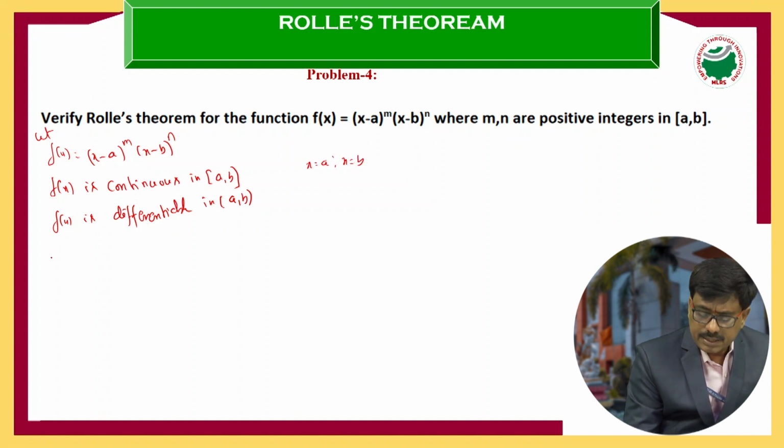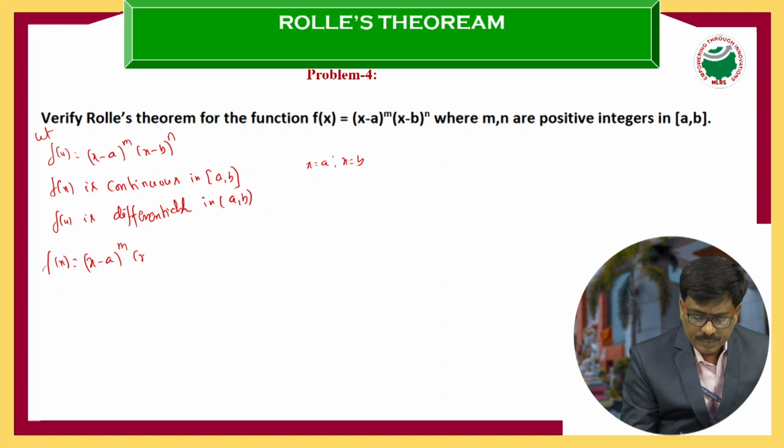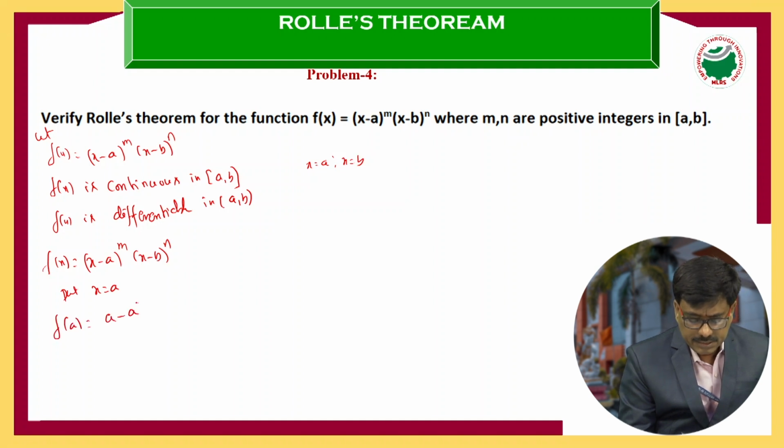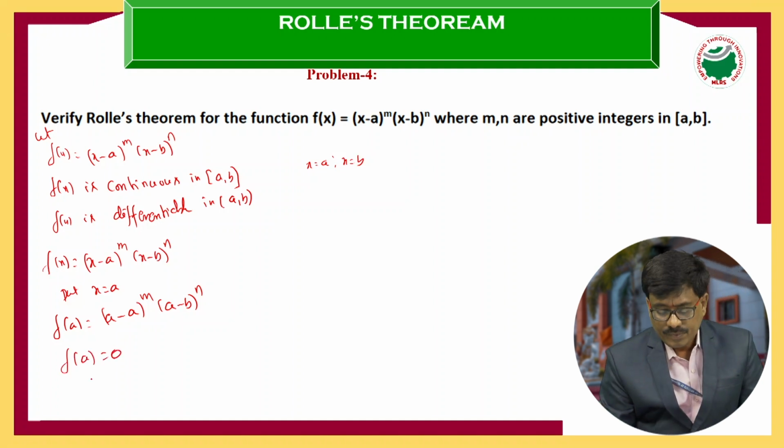We need to calculate the f of a value. What is f of x? F of x equal to (x minus a) whole power m, (x minus b) whole power n. Now we substitute x replaced by a. F of a becomes (a minus a) whole power m into (a minus b) whole power n. What is a minus a? It is 0. 0 times this one is 0. F of a value becomes 0.